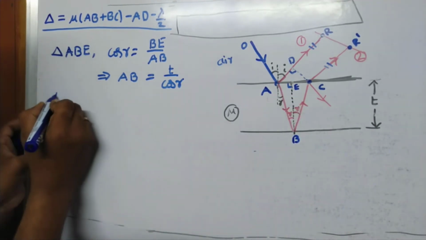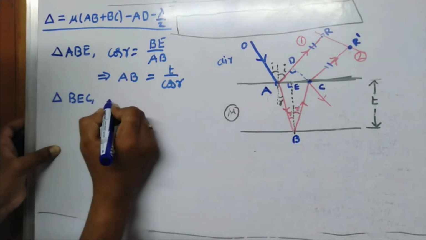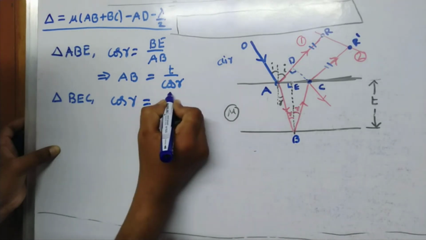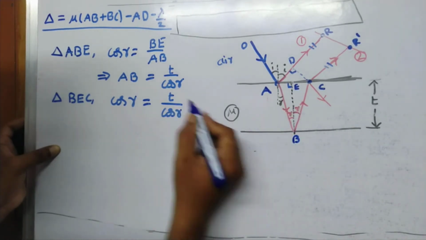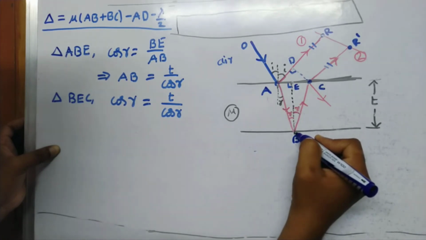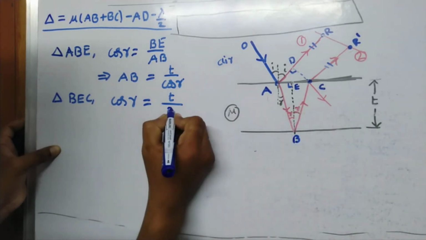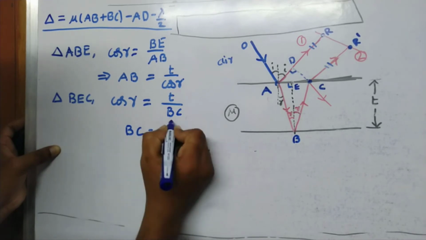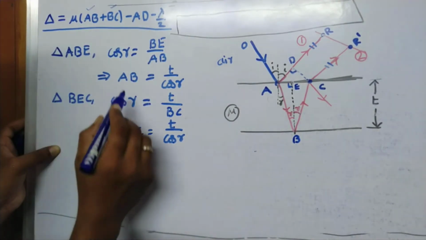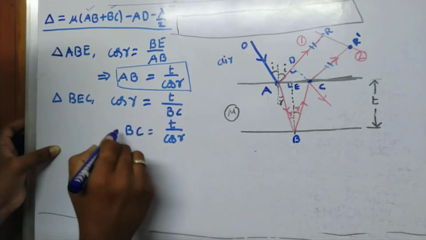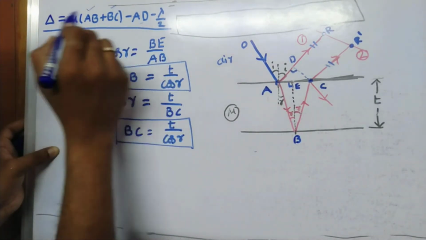Similarly, you can do the same exercise for triangle BEC. In this triangle you can write cos R is equal to adjacent side BE by hypotenuse, which is BC. Therefore BC is equal to T by cos R. Now we got AB, we got BC. So now the only thing is we have to know what AD is. If you know this one, then our job is finished.